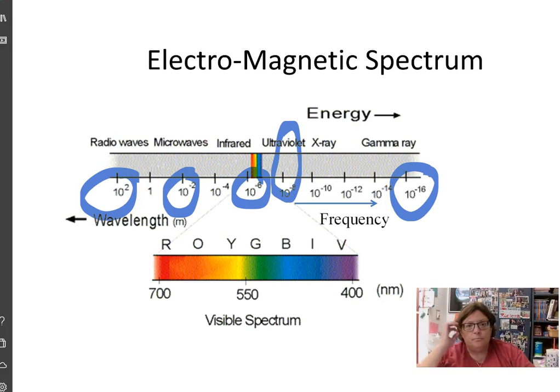Gamma radiation, the last type of radiation we talk about, is released from the nucleus. Stop and think about how small a nucleus is. So that's teeny tiny radiation, the size of a nucleus or smaller. Gamma radiation is associated with radioactivity.